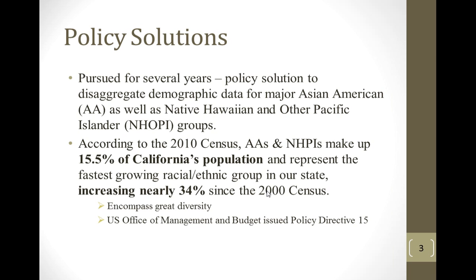Now, according to the 2010 census, Asian Americans, Native Hawaiians, and Pacific Islanders make up 15.5% of California's population and represent the fastest growing racial and ethnic group in the state, increasing nearly 34% in the last decade. But if you were to look on websites or reports in which data is collected by ethnic group, by California and most other state agencies, you would not be able to conclude that this is an important ethnic or cultural group that deserves to have disaggregated data.